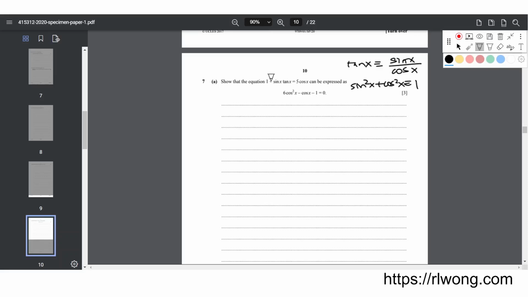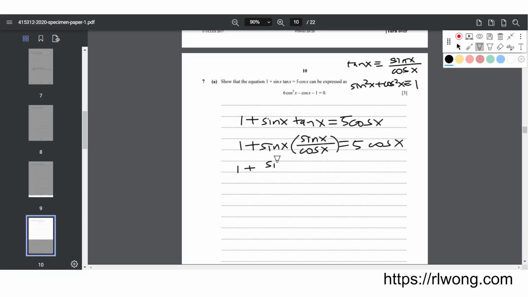Okay, so coming to here, I have 1 plus sine x tangent x equals 5 cosine x, and I want to change it to this, or in terms of cosine. So in other words, no more tangent, right? So I will change tangent to sine over cosine. I'll first copy the question here. Then I'll put tangent x is sine x over cosine x. Now I have 1 plus sine squared x over cosine x equals 5 cosine x.